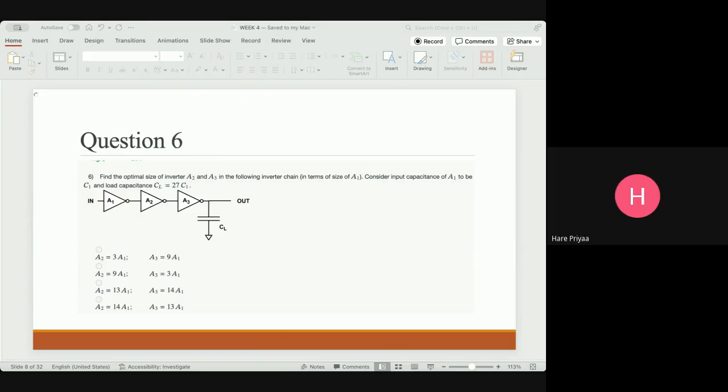The minimal delay occurs when each stage has the same stage effort. So CL by Cin raised to the power of 1 by n, that is, 27 raised to the power 1 by 3, which gives 3. So each stage increases by 3 times. So 3A1 and 9A1. Yes. Good. So let's calculate it.